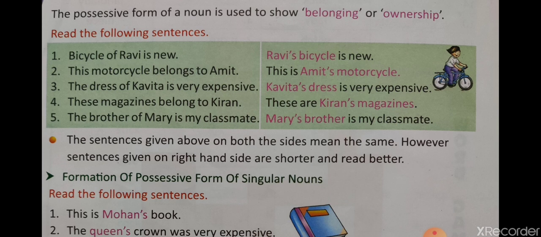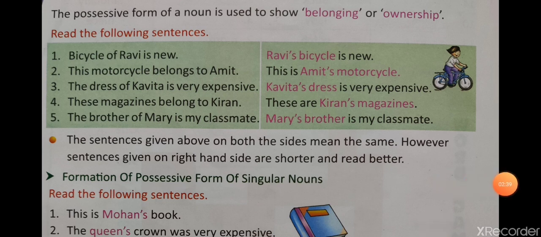Similarly, in second, this motorcycle belongs to Amit. So this is Amit's motorcycle. ये motorcycle Amit की है. So basically this apostrophe s shows the ownership of the thing to somebody. Similarly, the dress of Kavita is very expensive. So Kavita's dress is very expensive. These magazines belong to Kiran. So these are Kiran's magazines. The brother of Mary is my classmate. So Mary's brother is my classmate.